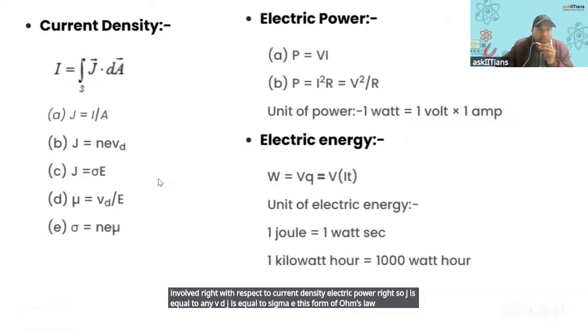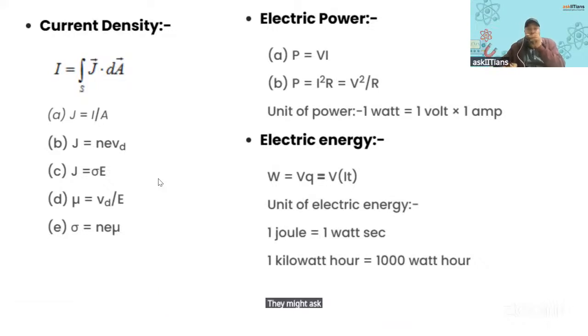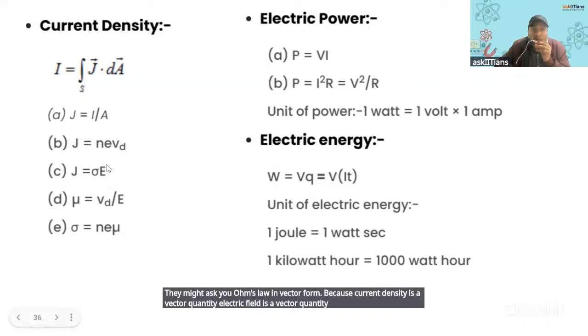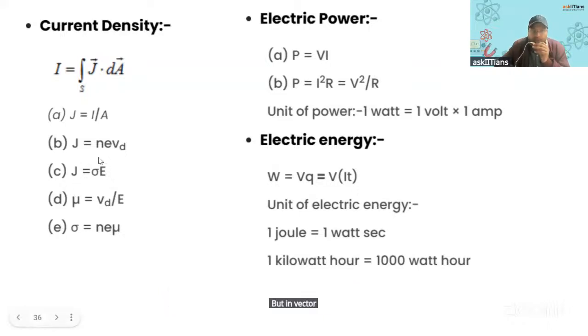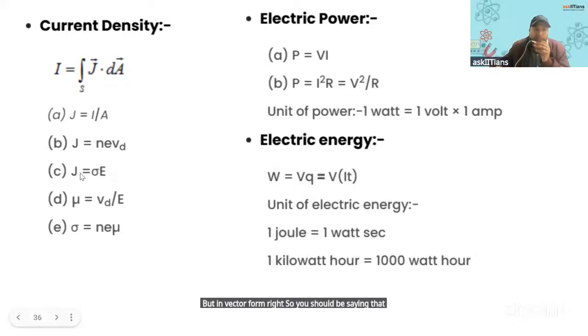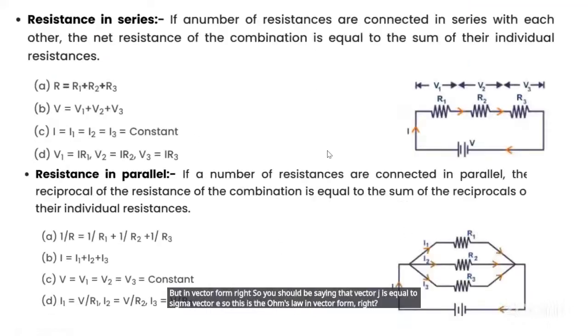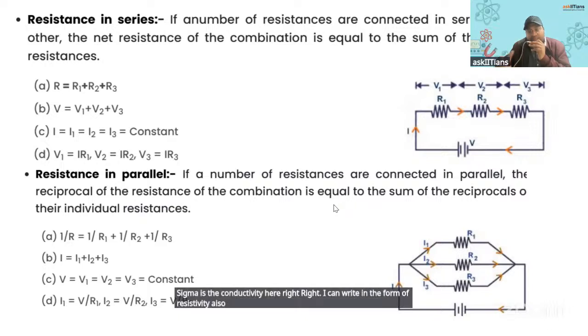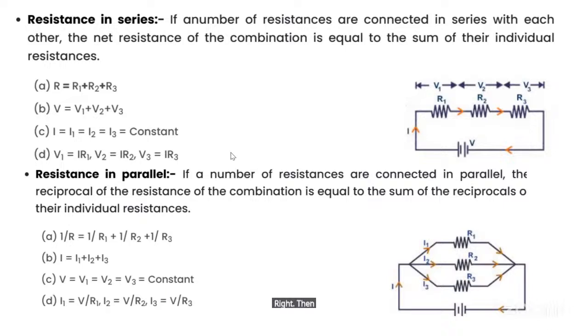Sometimes, as they ask you Coulomb's law in vector form, they might ask you Ohm's law in vector form. Because current density is a vector quantity and electric field is a vector quantity. So this is Ohm's law only, but in vector form. You should say that vector J is equal to sigma vector E. So this is Ohm's law in vector form. Sigma is the conductivity here. I can write it in the form of resistivity also: vector E is equal to rho J. Then it becomes in the form of resistivity.